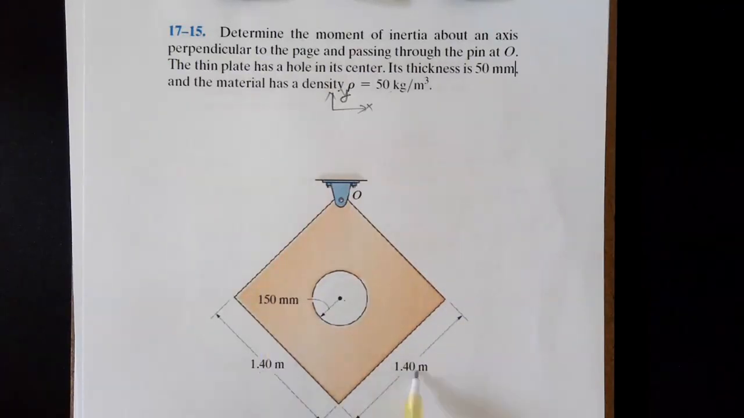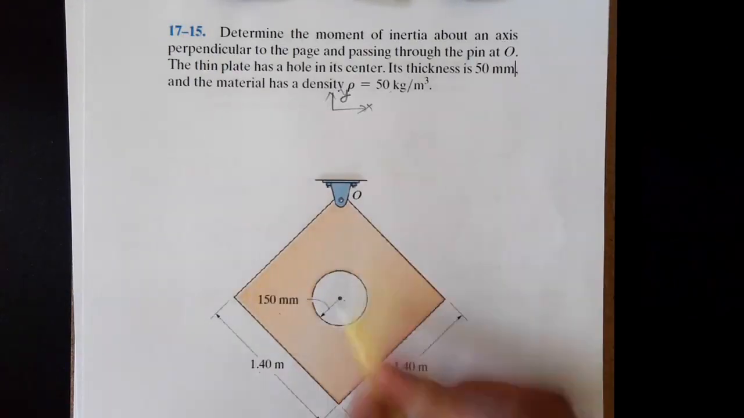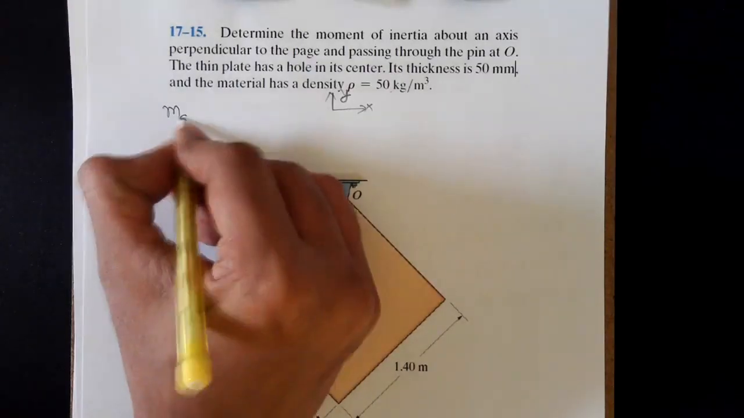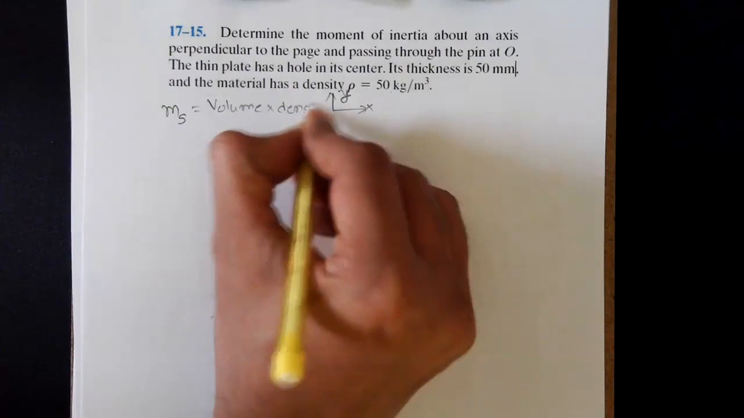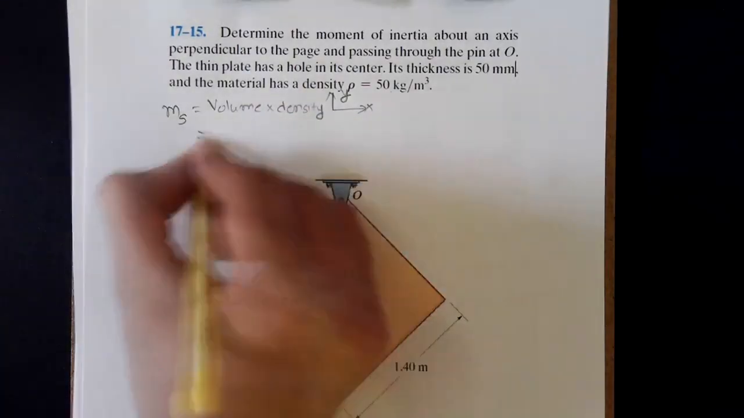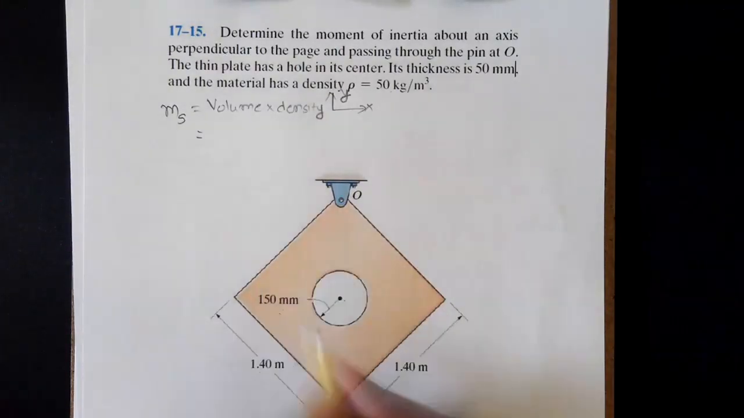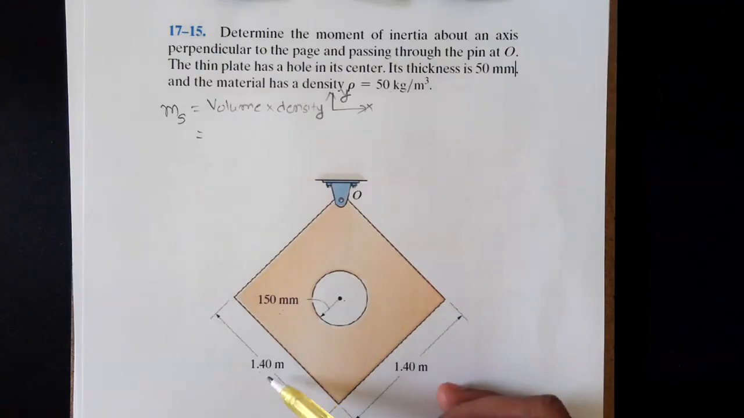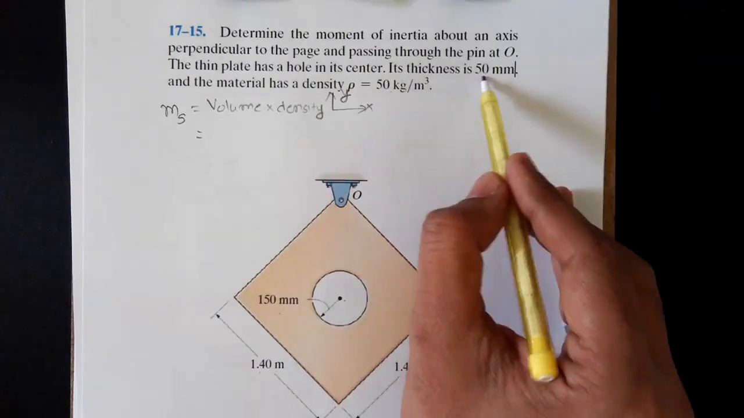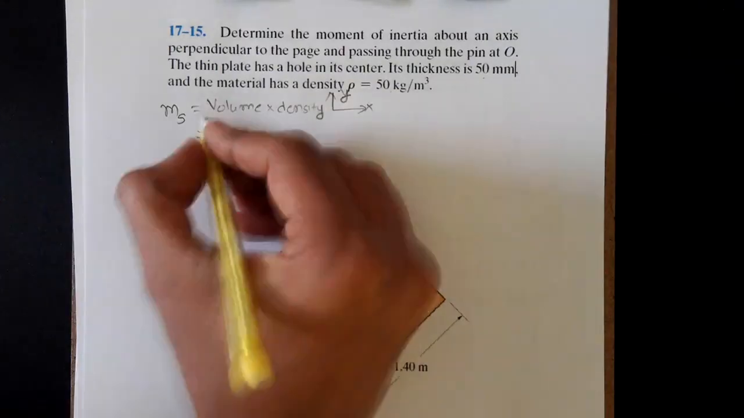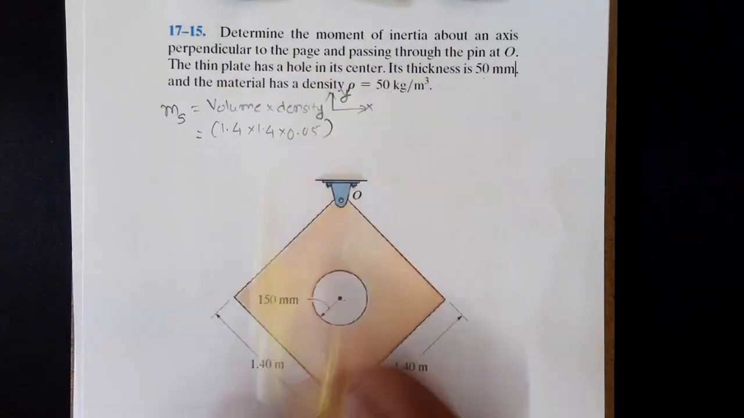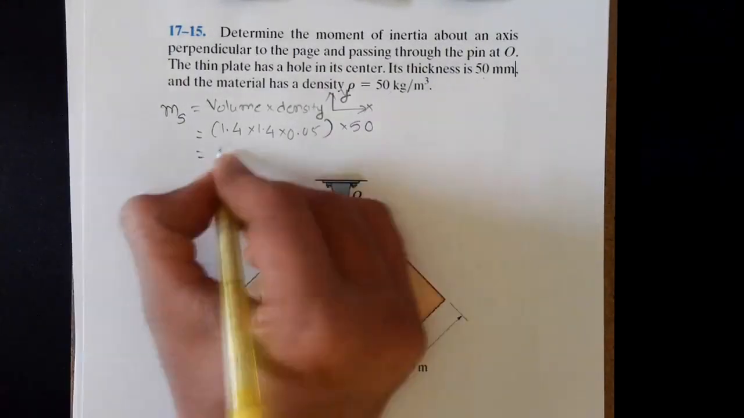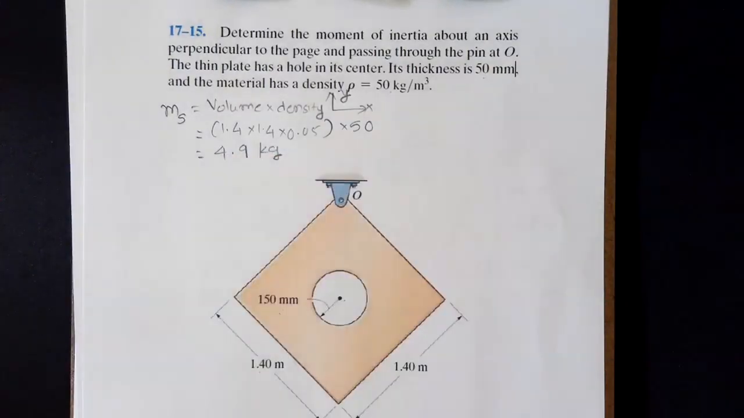This number is in millimeters, all other values are in meters, so we need to convert this millimeter value into meters. The first step: what is the mass of the square plate only, without the circular hole? I will call this ms, where s stands for square. The mass of the square plate is its volume multiplied by density. The volume is its length, width and thickness: 1.4 meters times 1.4 meters times 0.05 meters, multiplied by its density, which is 50. And this is 4.9 kilograms. That is the mass of the square plate.